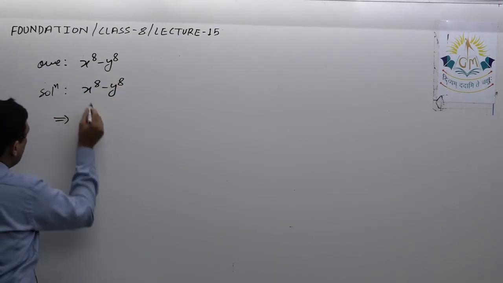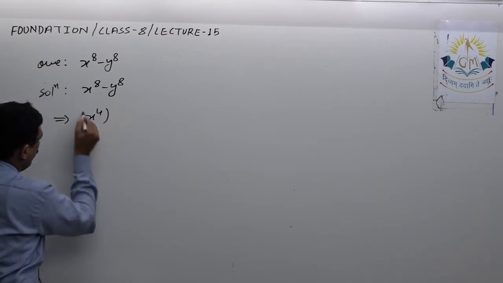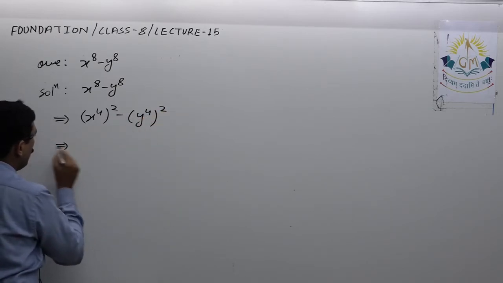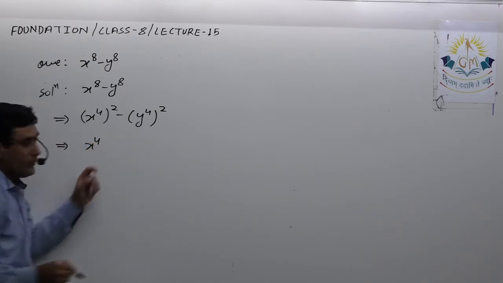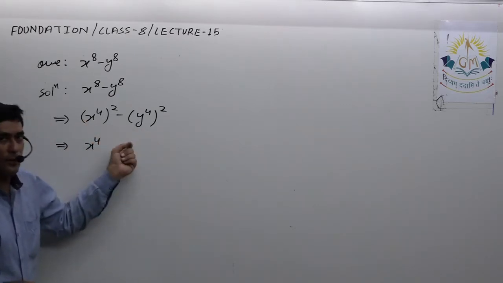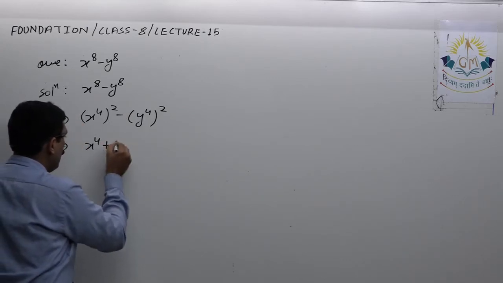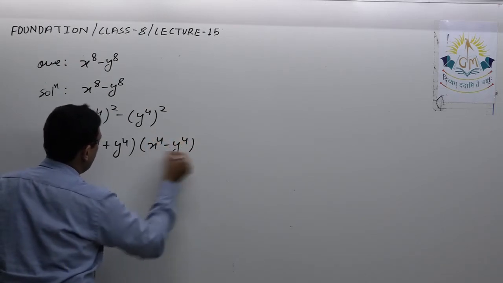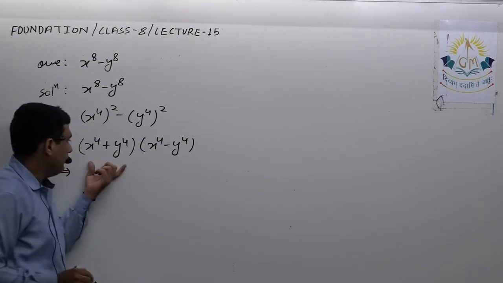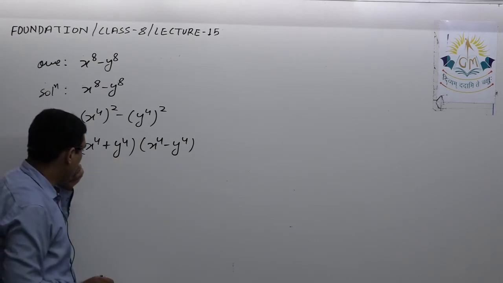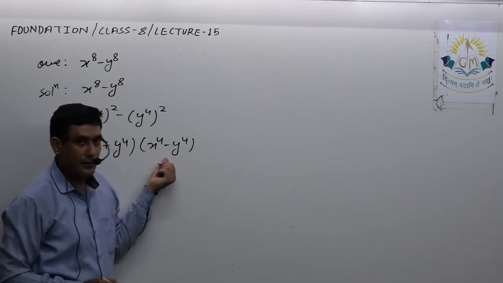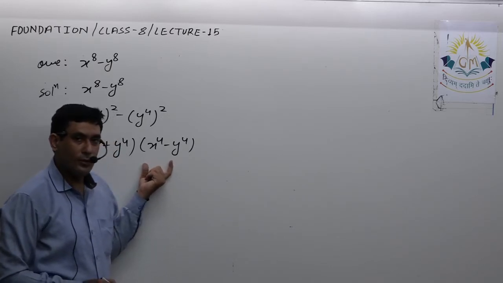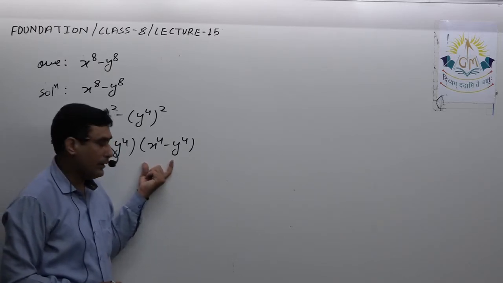So here x raised to 8 can be written as (x raised to 4) square minus (y raised to 4) square. Okay, so this will become (x raised to 4 plus y raised to 4)(x raised to 4 minus y raised to 4), isn't it? a square minus b square is (a plus b)(a minus b). Now here the plus sign is there, so it is not possible to factorize it further, but here a minus sign is there. Whenever we find a minus sign between two terms, we check whether those two terms can be written as a complete square or not.